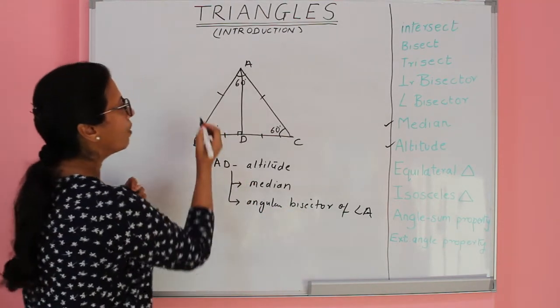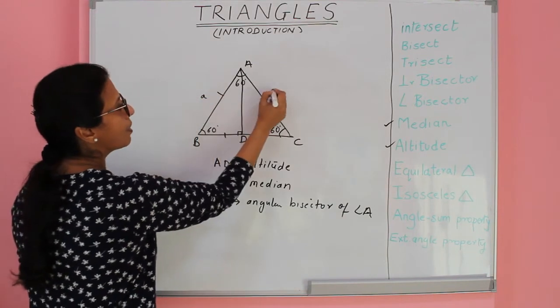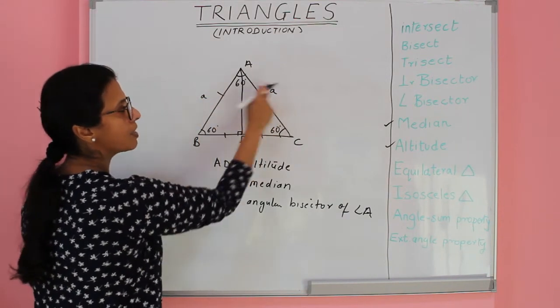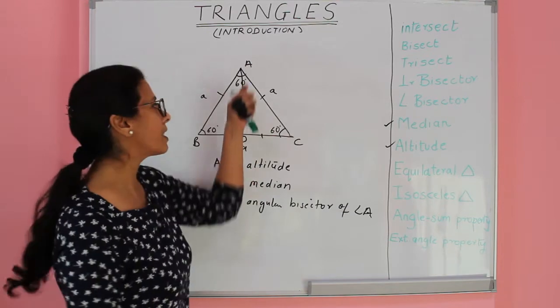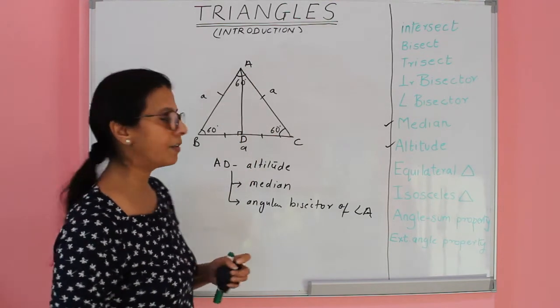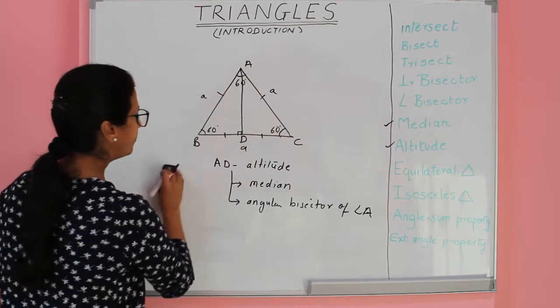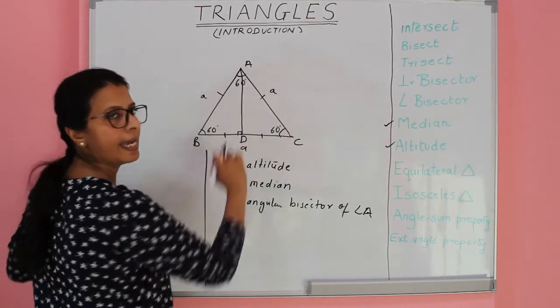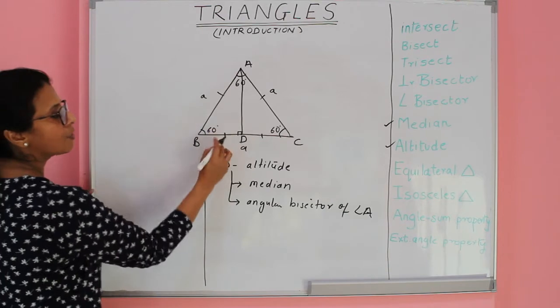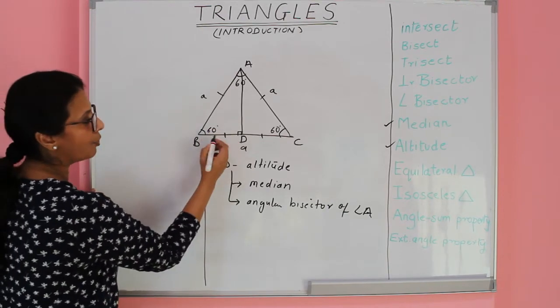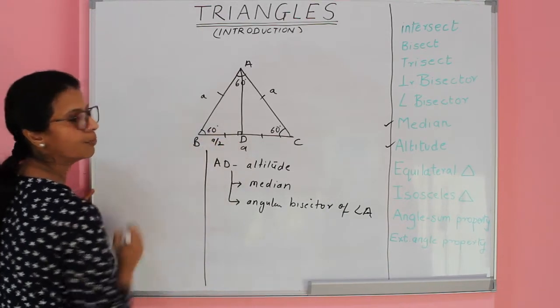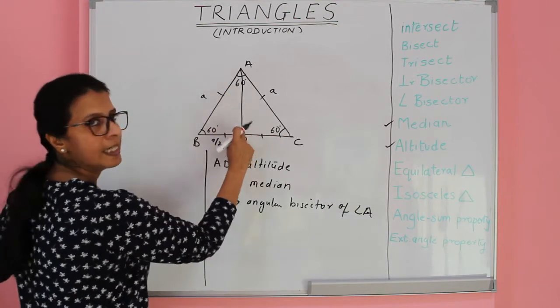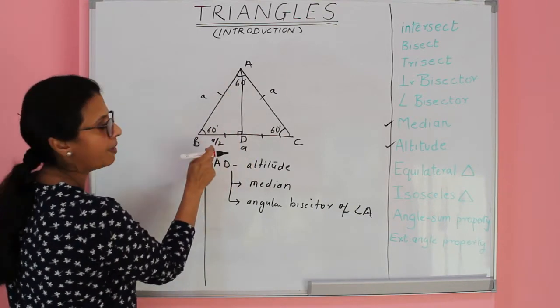Clear? Now, we also know that the sides of an equilateral triangle are equal. Suppose the sides are all A. So what is the height of an equilateral triangle? How will you find out the height of the equilateral triangle? Suppose say A, A, A are the sides of the equilateral triangle. So what will be my side BD? BD is going to be A by 2. Correct? Since AD is my median also, it is going to be A by 2.